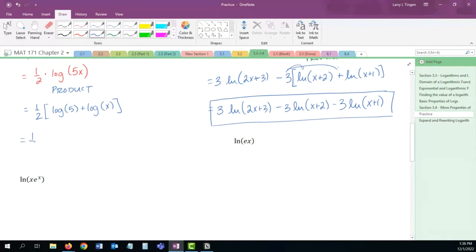And then distribute. That's 1/2 log of 5 plus 1/2 log of x. Can I do any more with this? Are there quotients, products, or powers inside my logs? Nope. Do any of my logs have the same argument? No. Then I'm done.